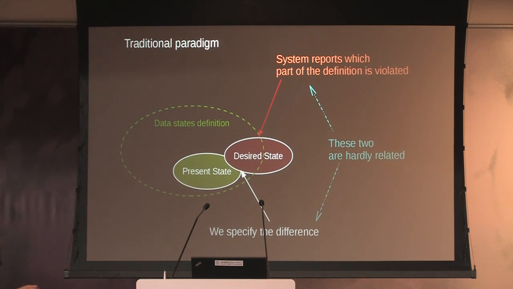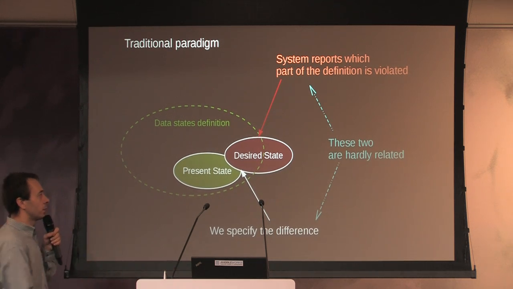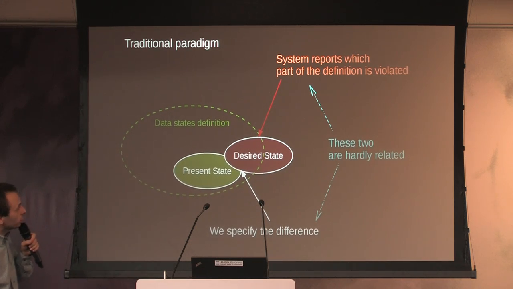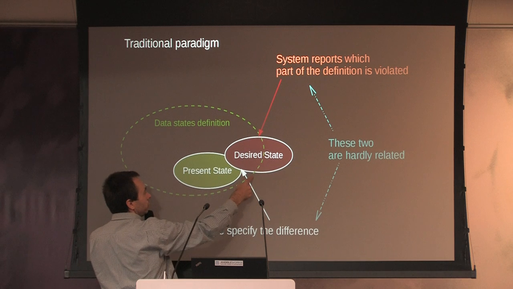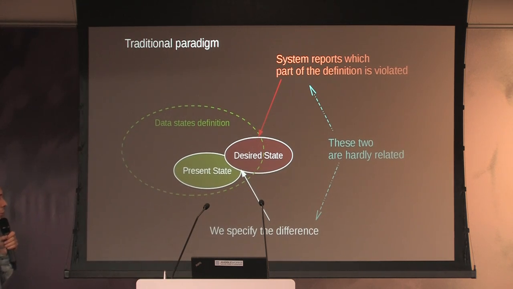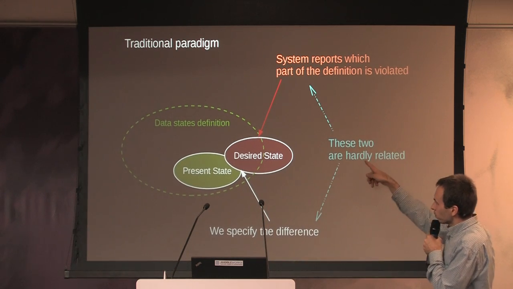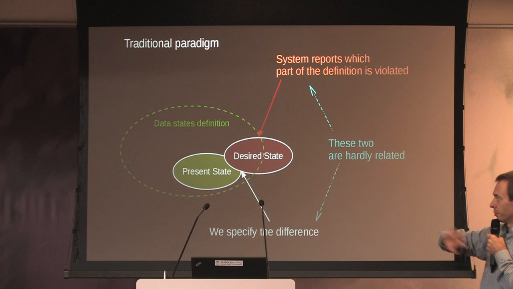Traditionally, we have data in some state, and the definition with which every possible data state must comply. If we want to alter the data, we specify the difference between the present and the desired states. And in case of an error, the system informs us which particular part of this definition has been violated. So that the effort and the reaction are hardly related. At least they are expressed in completely different terms.